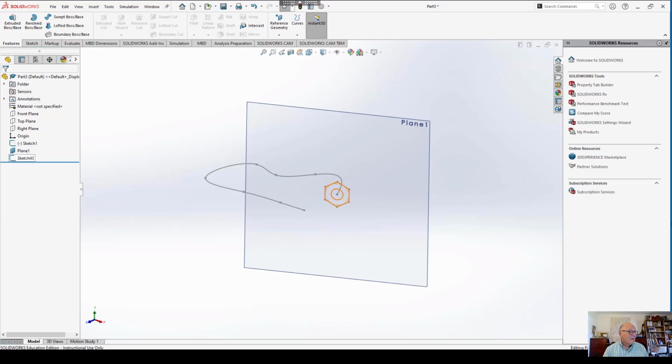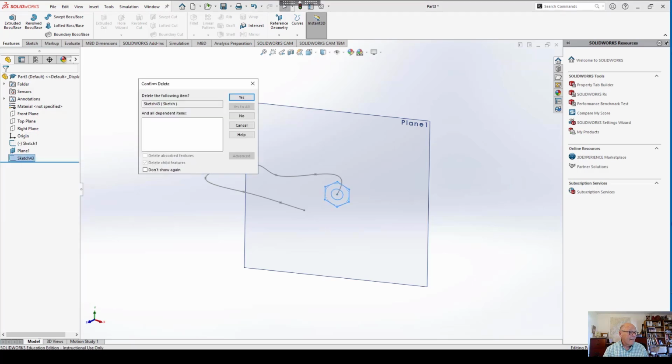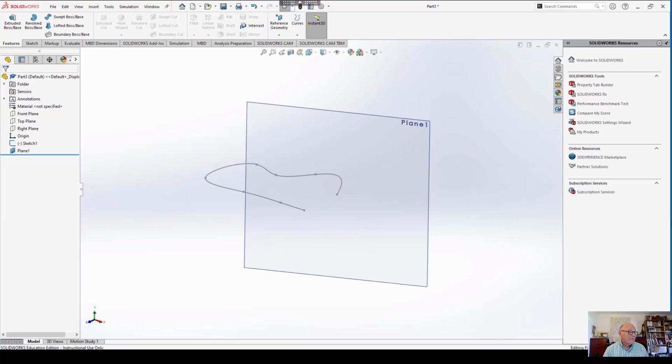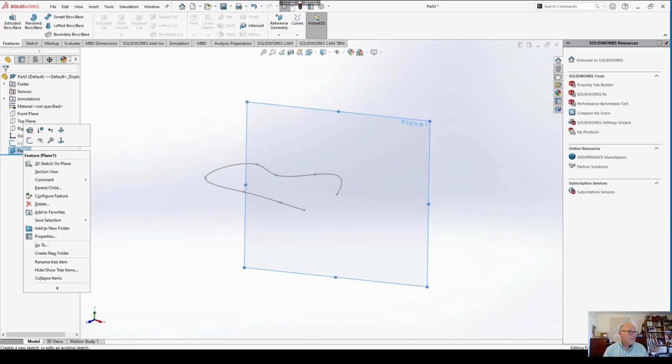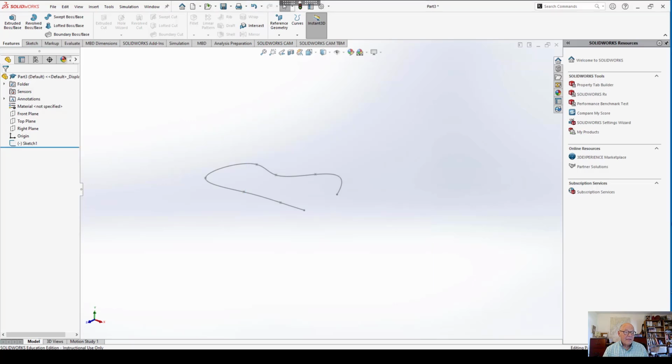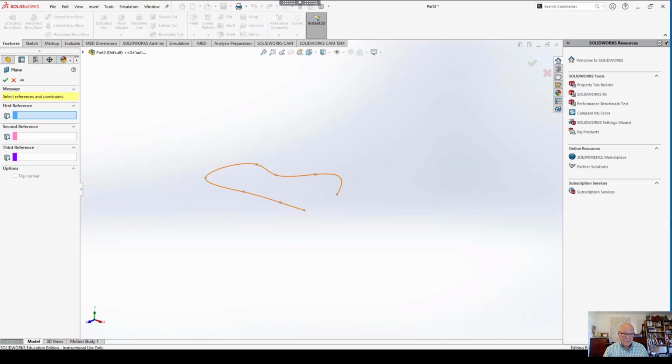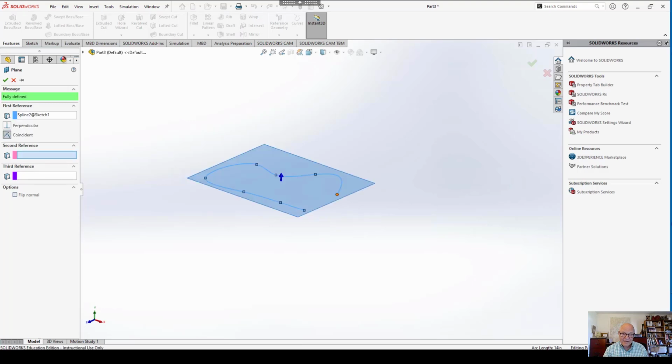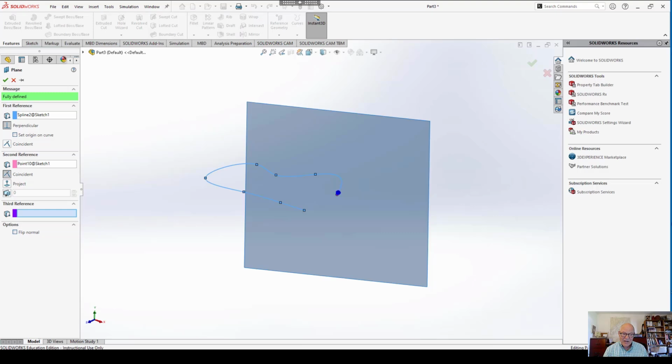And I'm going to get rid of that sketch. And I'm going to get rid of that plane. Just deleting it now. So the way I put that plane on there was I went under features to reference geometry. I picked the arrow and said I want to make a plane. I said I want the plane to be defined by that spline, and I want it to go 90 degrees to the end right there.